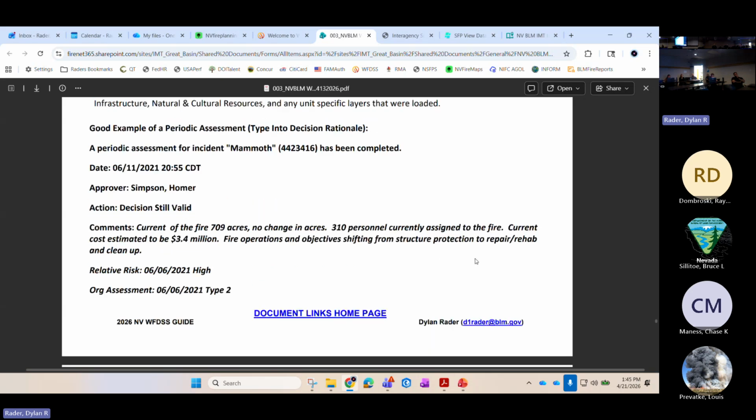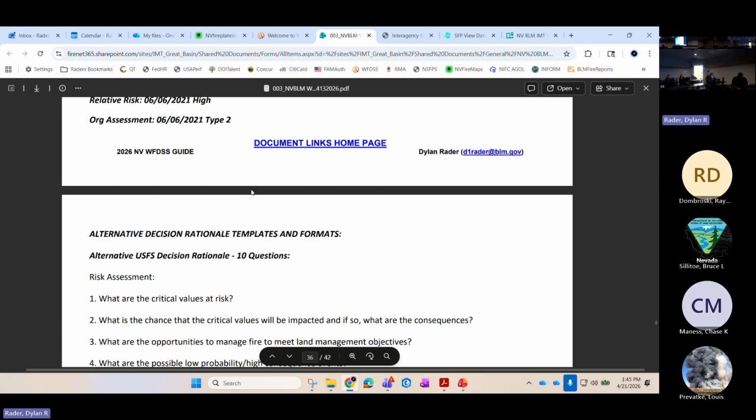And in a lot of cases, yeah, it is just a regurgitation of what's in the 209. It's a regurgitation of what's been in every press release that's been put out since day one of the fire, but it still needs to be done. This is the agency administrator's way to document that they went into their decision, validated that it's still current, that the situational assessment is still the same, and everything is still valid, right? That's their thumbs up. So this is one example of something you could cut and paste into a decision.